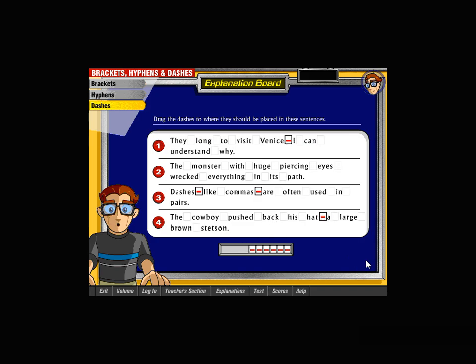No, I'm afraid you haven't quite got that right. In number 1, the dash comes after Venice because, I can understand why, provides an added thought. In number 2, you need a pair of dashes around with huge piercing eyes because it gives us additional but important information about the monster who wrecked everything in its path. The same goes for number 3. And finally, in number 4, the dash comes after hat because it provides added information about the cowboy's hat.